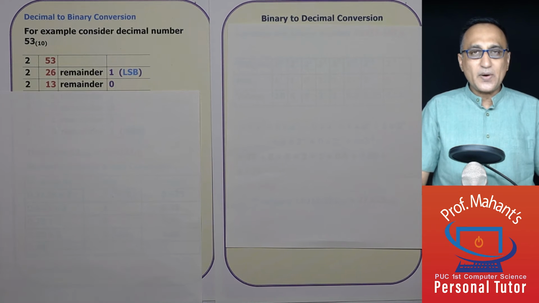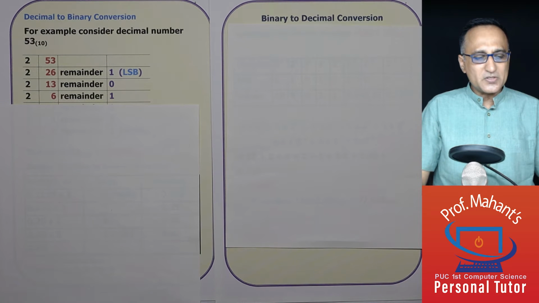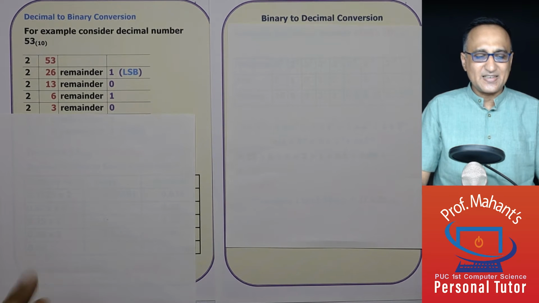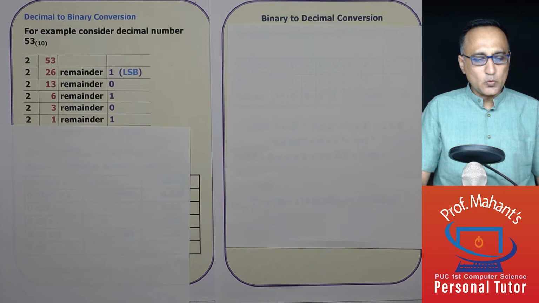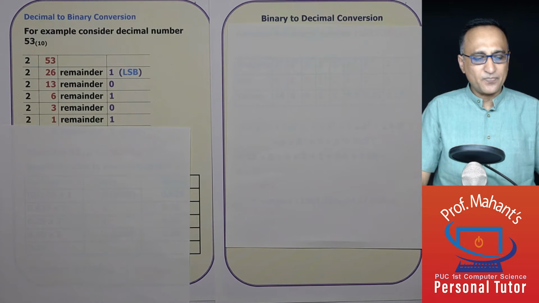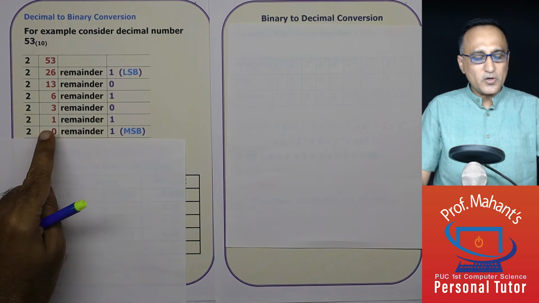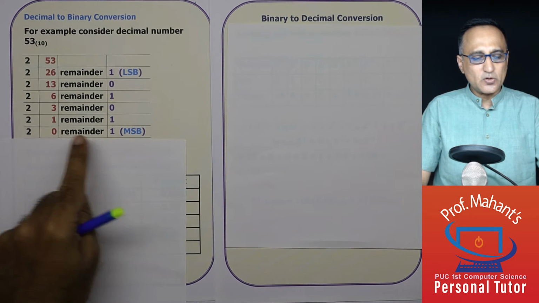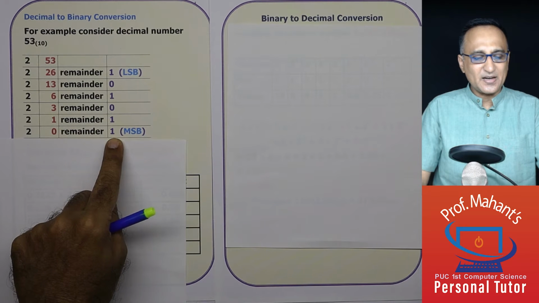Now we need to divide 13. 2 into 6 is 12, remainder is 1. 2 into 3 is 6, remainder is 0. 2 into 1 is 2, remainder is 1 because 3 minus 2 is 1. 1 is not divisible by 2. This is the last step. So 2 divides 1 0 times. So 1 comes here as the remainder.